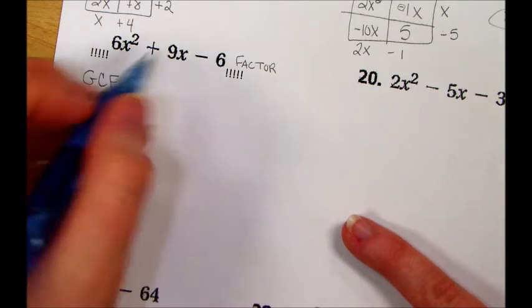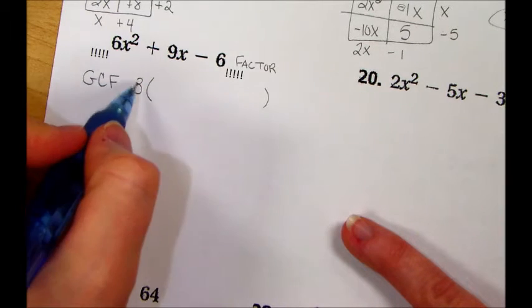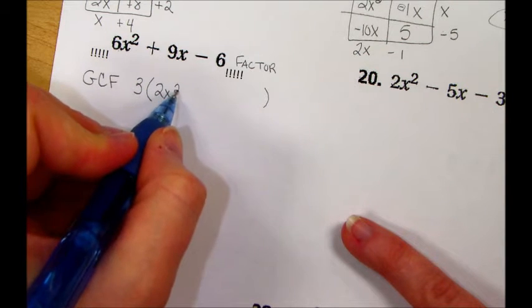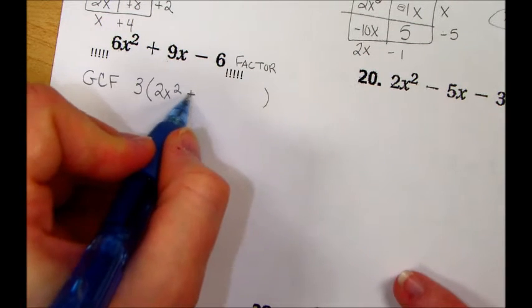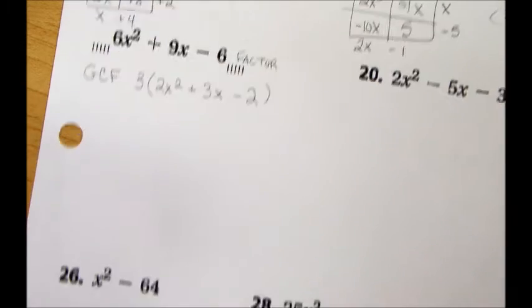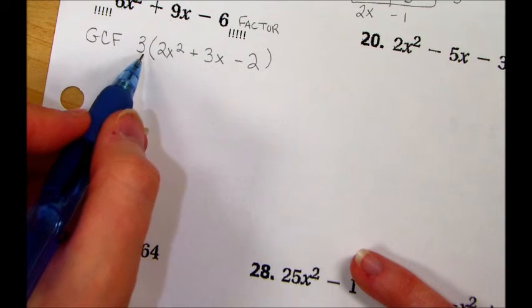I hope you know that 3 is a GCF of this problem. When you pull out a 3, you divide. So this turns into 2x squared, this turns into 3x, and this turns into minus 2. I'm not going to solve this one. We'll just factor it. So our final answer will have a 3 out in front.